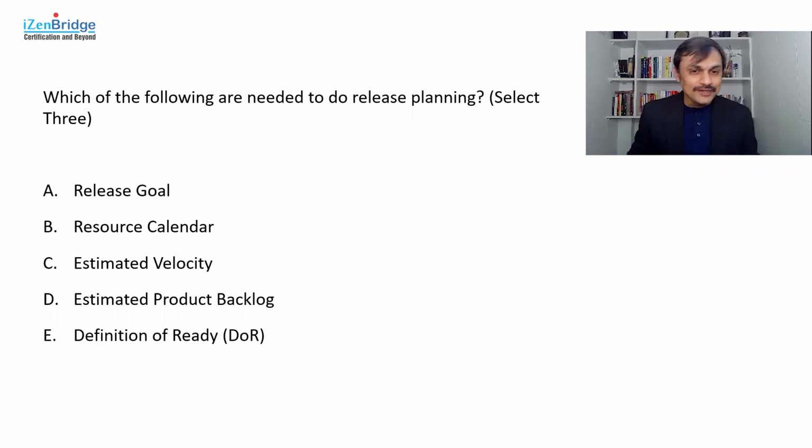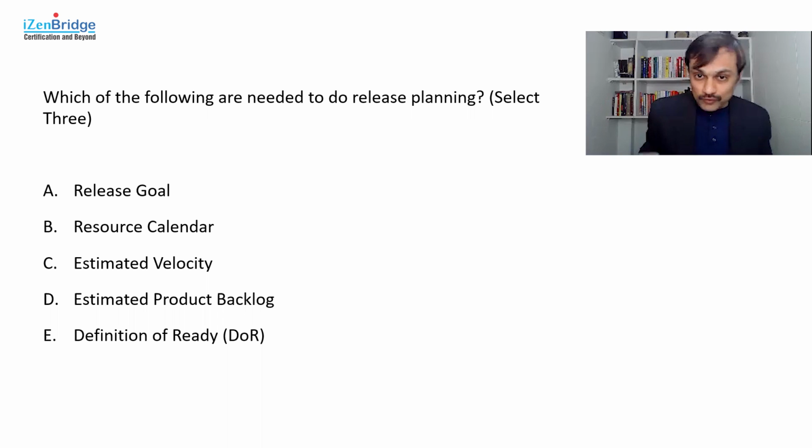Okay, let's go one by one. So release goal is the starting point. You have to do a release planning. You need to know what is the goal of this particular release. So goals could be that we want to make our system compliant with newly published change by the regulators. That could be a release goal. The goal could be that we want to have a fundamental functionality out in the market so that people start using it. That could be a release goal.